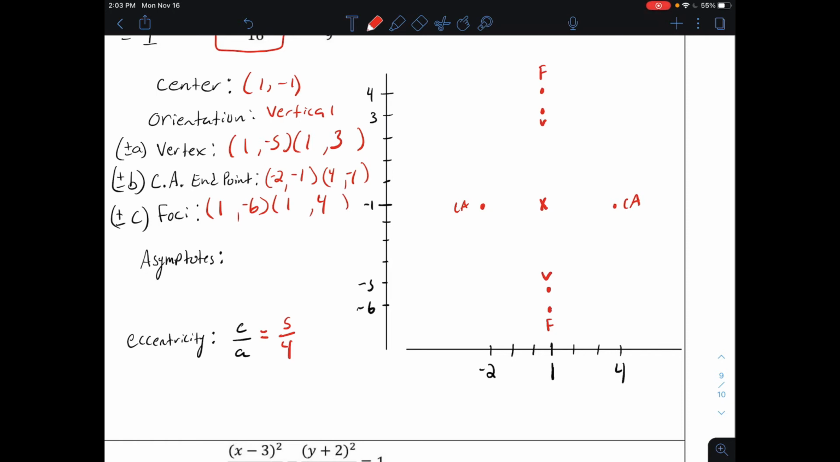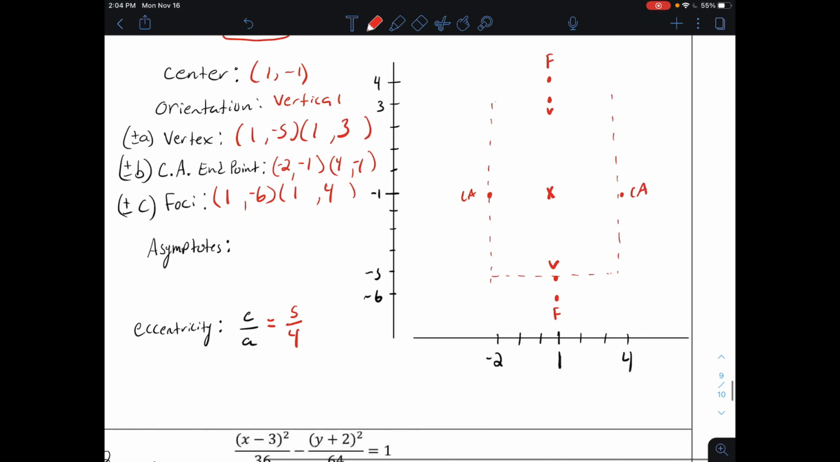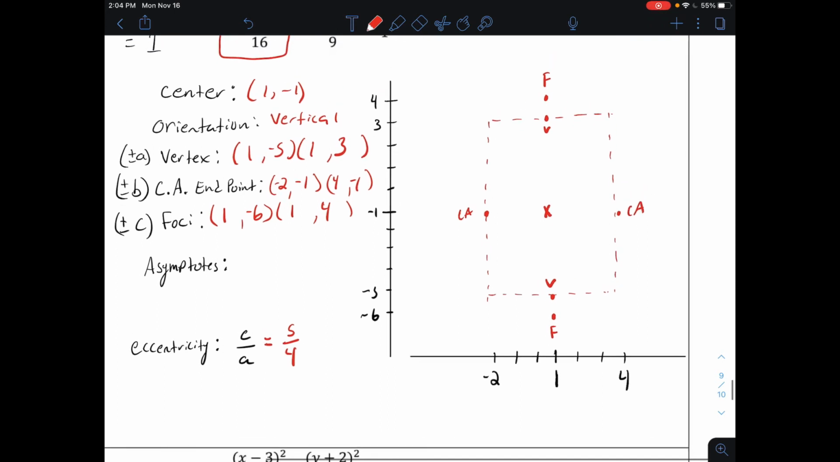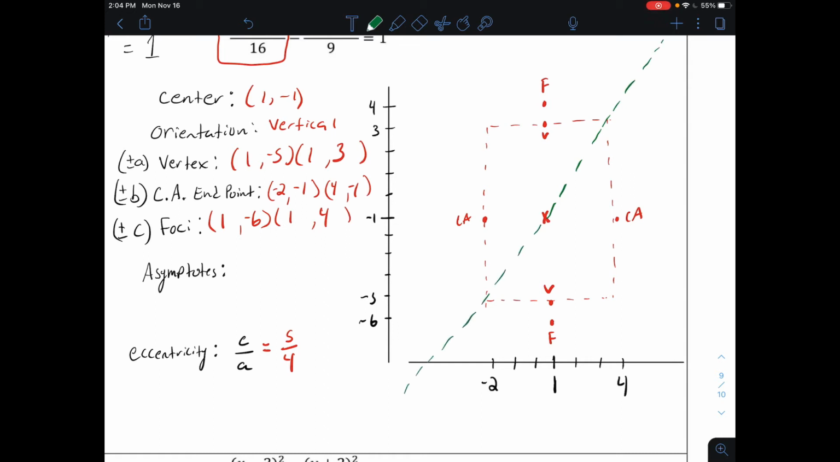In order to sketch, we're going to make a central rectangle, kind of like what we did for the ellipse, parallel to our transverse and conjugate axes. But the endpoints are our vertices and the conjugate axis endpoints, not the foci. So we have our rectangle. To graph our hyperbola, we need to first make our asymptote lines, where our asymptote lines are going to be diagonal. So we start at our center, and then we work our way to the top right corner and the bottom left corner of the rectangle.